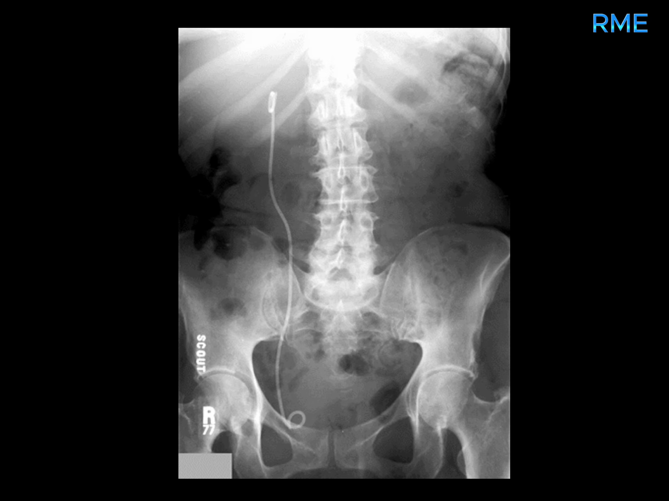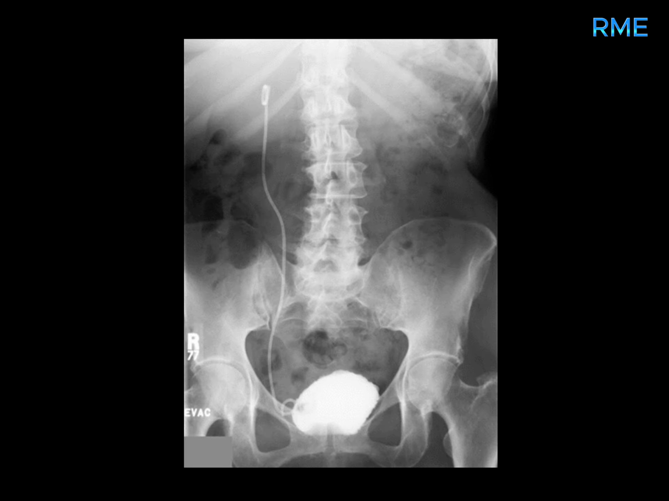What do you see in this image? Here I see a right internal ureteral catheter with the distal pigtail laterally displaced. This finding indicates a malpositioned internal ureteral catheter.